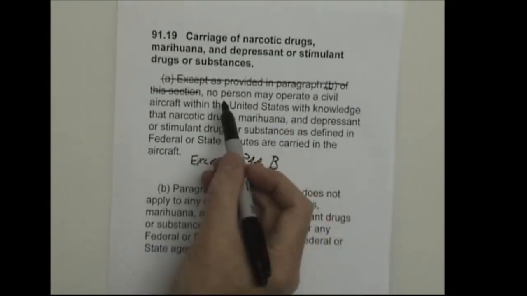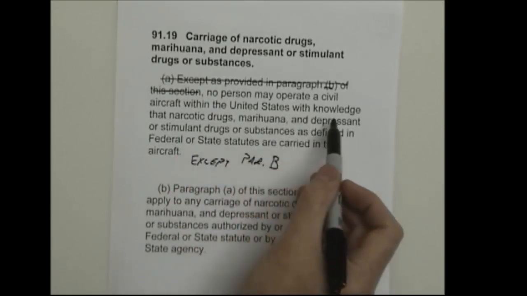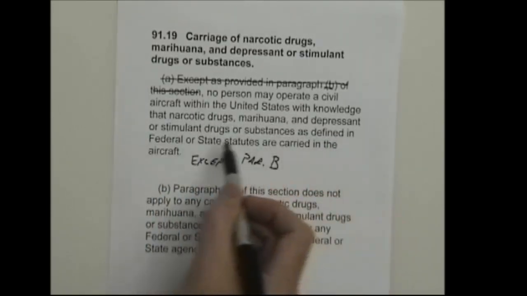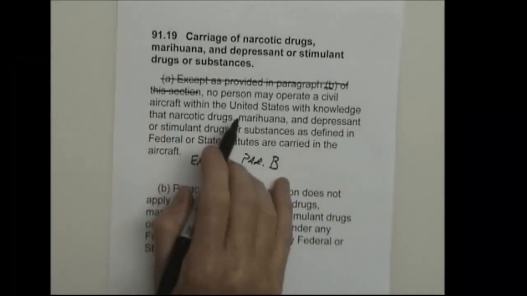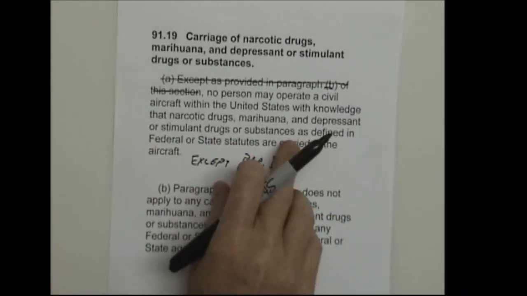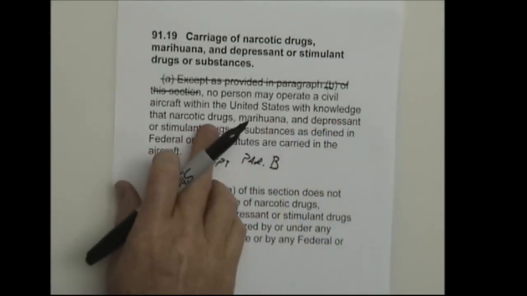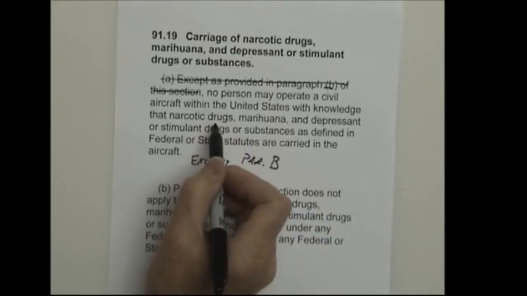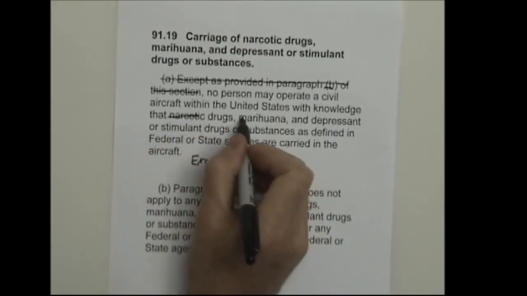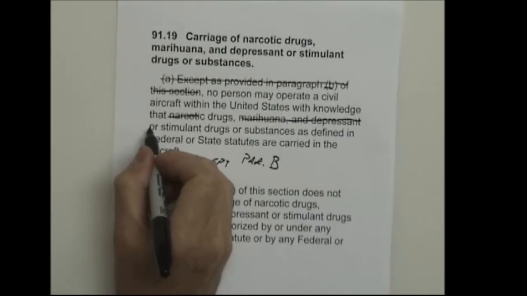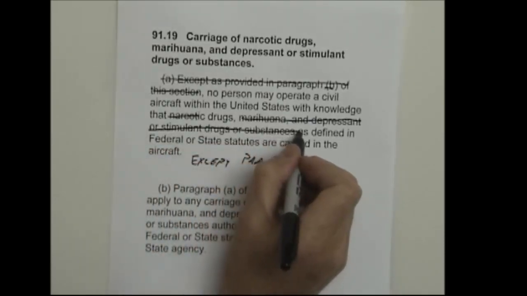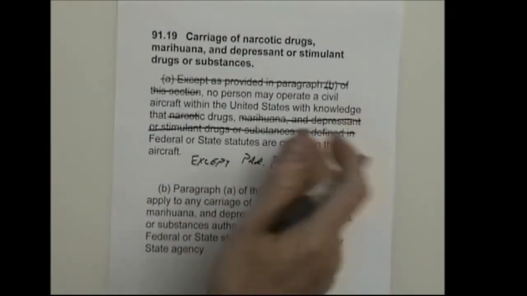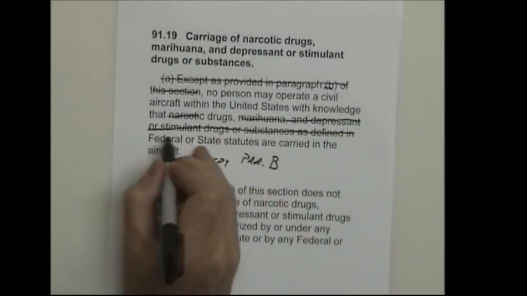All right. No person may operate a civil aircraft within the United States with knowledge that narcotic drugs, marijuana, depressant, or stimulant drugs or substances as defined in federal or state statutes. I got a lot of words saying the same thing. Okay, I got the idea here. Drugs. Drugs are marijuana. That's a drug, depressant, or stimulant drugs. So I'm going to leave the word drugs, but I'm going to get rid of these extra words because I know what they mean now. And I'm going to get rid of as defined in federal or state statutes. Okay, you guys are going to tell me what drugs are. I got that.